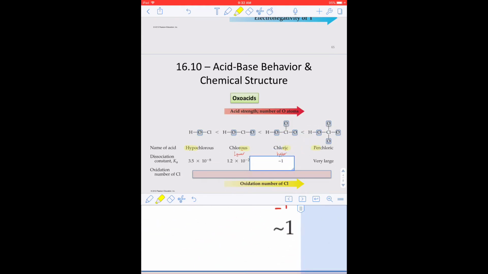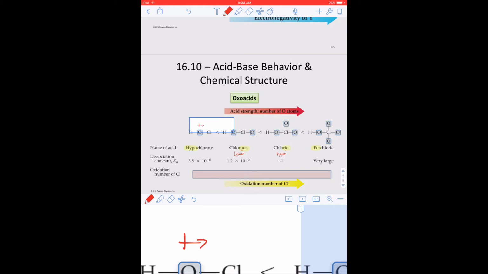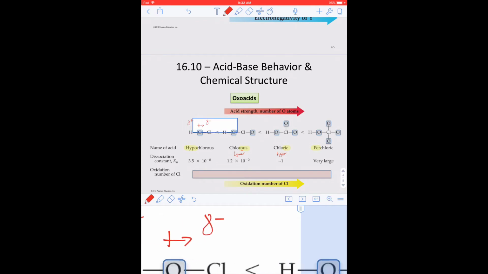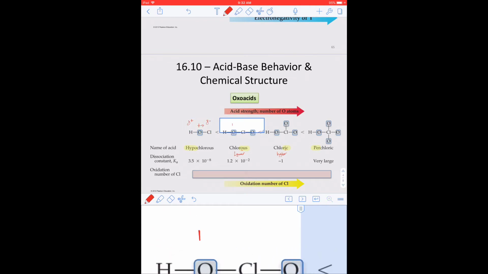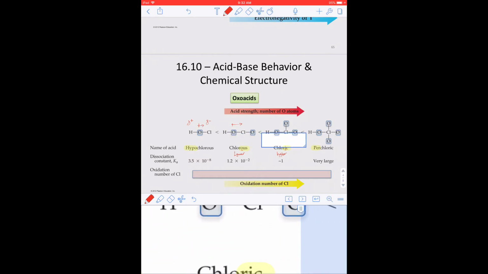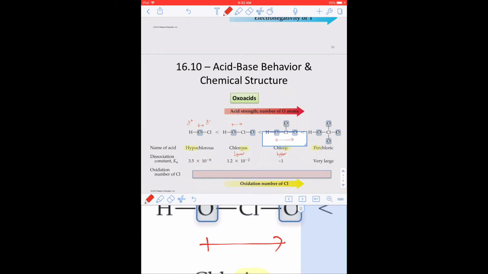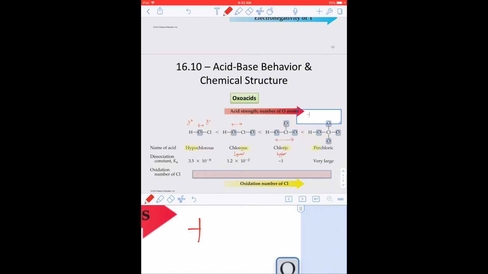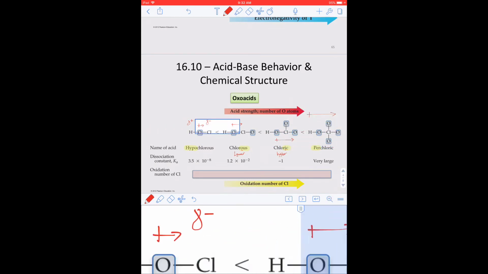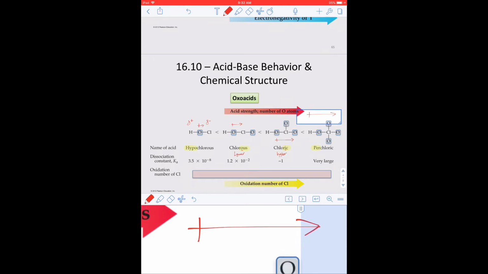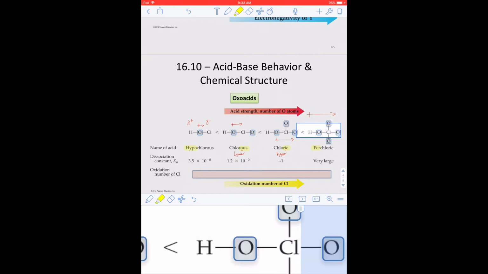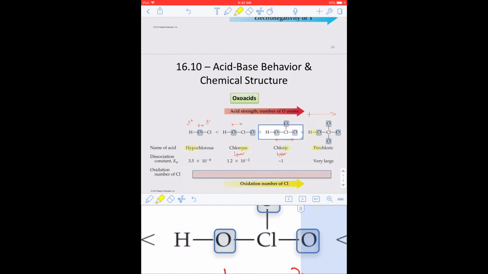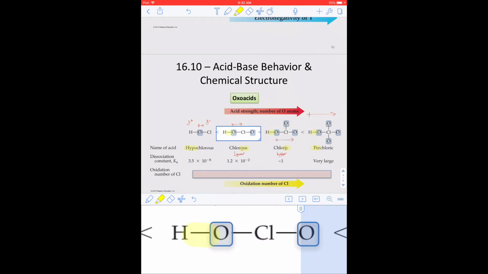But if we think about the number of bridging oxygens, each time we add an oxygen, we're adding something that's electronegative. And electronegative things are going to try to make a partial positive on one side and a partial negative on the other. And so here for chlorous, we're adding even more oxygens. The arrow is going to get bigger. And then for chloric, with even another oxygen, the arrow gets bigger. And then finally for perchloric, we're getting a really, really big arrow here because we have 4 oxygens and 1 chlorine, all of them being electronegative, all pulling electron density away from this bond here. The more electron density that's pulled away from the hydrogen-oxygen bond, the stronger the acid.